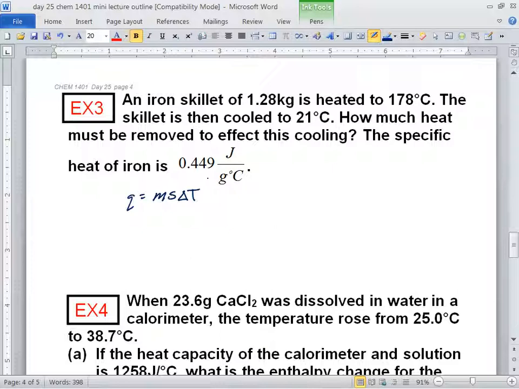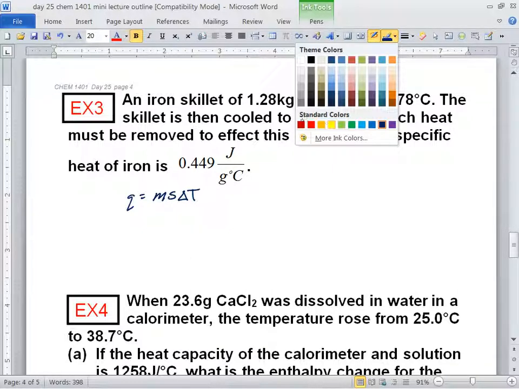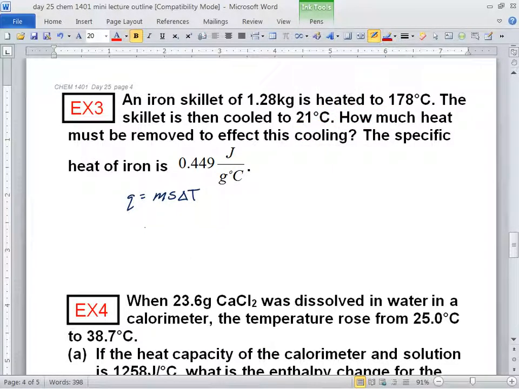Is the change always positive? No, change is always final minus initial. That's what change always is. Sometimes it'll be negative, sometimes it'll be positive. You got a negative, right? Yeah, negative 1.57.